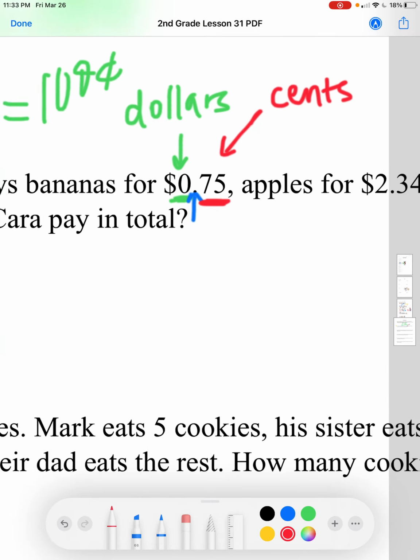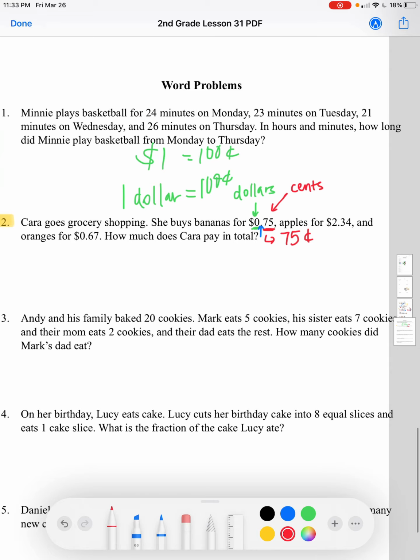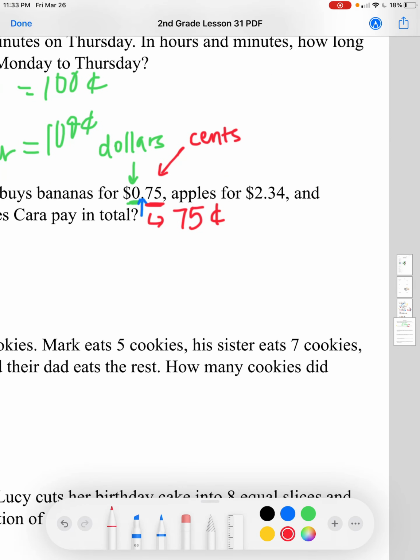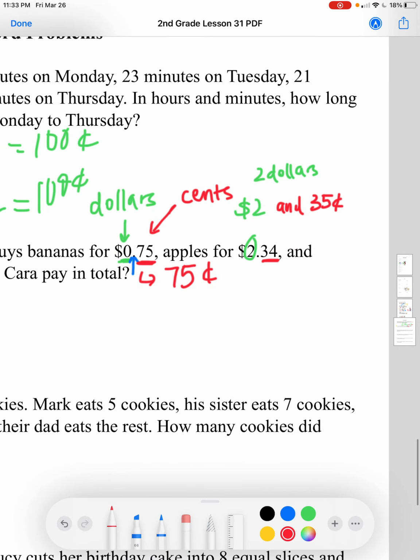Because we have $0, all we have are cents. We have 75 cents. This can also be written as this, the way we're used to seeing it. And the cost of the apples, right here to the left of the dot, we have a 2. So this is $2. And to the right, we have a 3, 4. So this is 34 cents. Or you can write it like this.